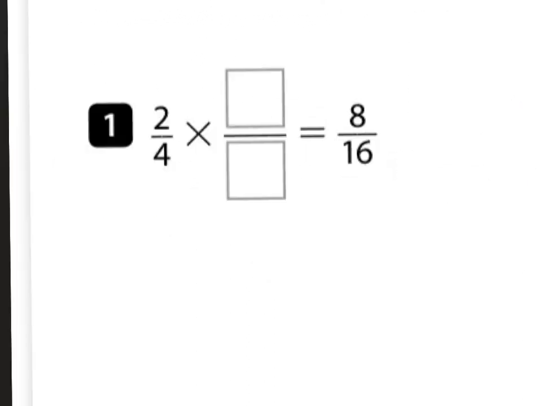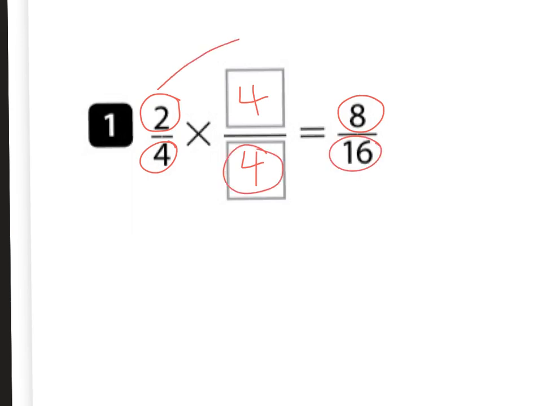All right, the main thing you need to know here, guys, whatever you do to the numerator, you must do to the denominator. So what times 2 will get me to 8? 4. Whatever you do to the numerator, you must do to the denominator. 4 times 4 equals 16. So 2/4 is equivalent to 8/16.